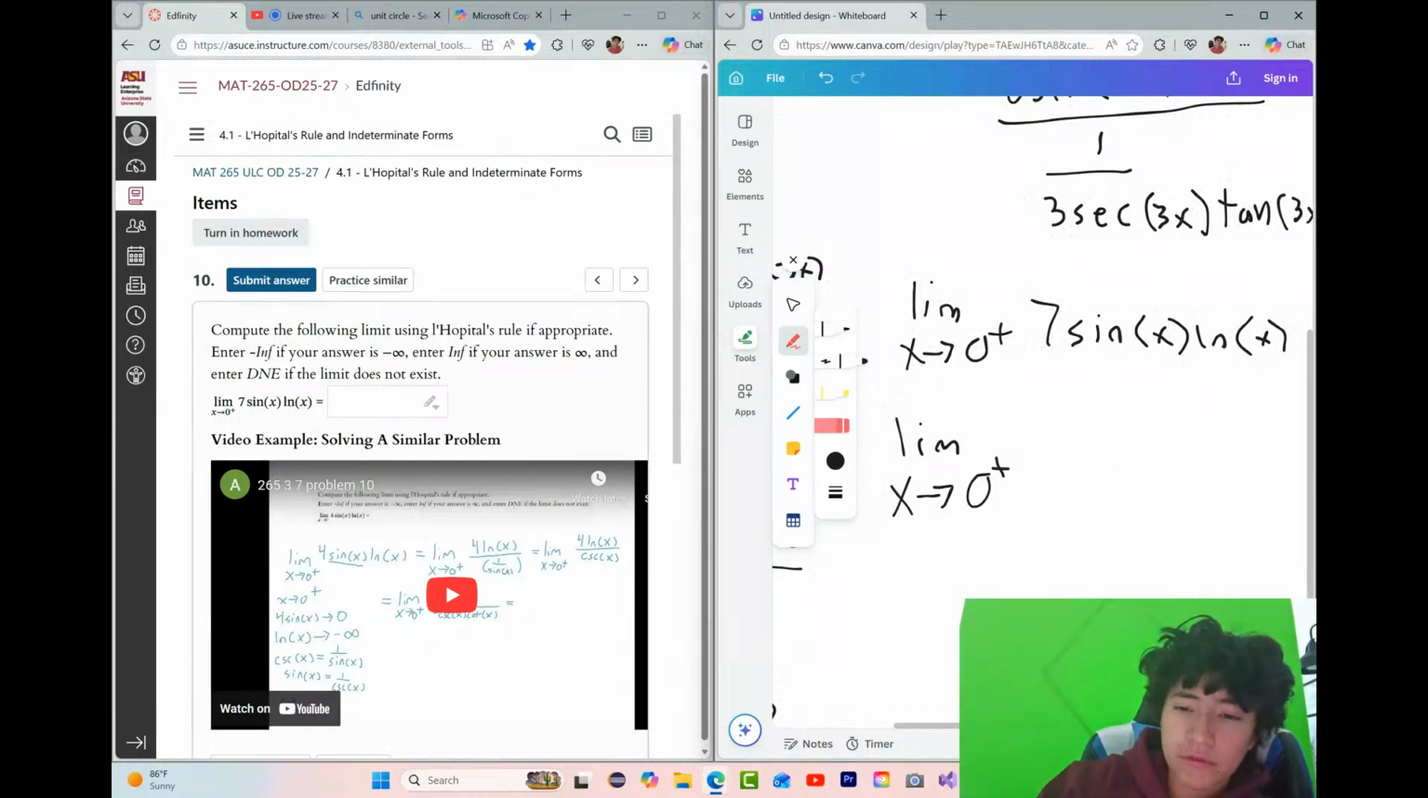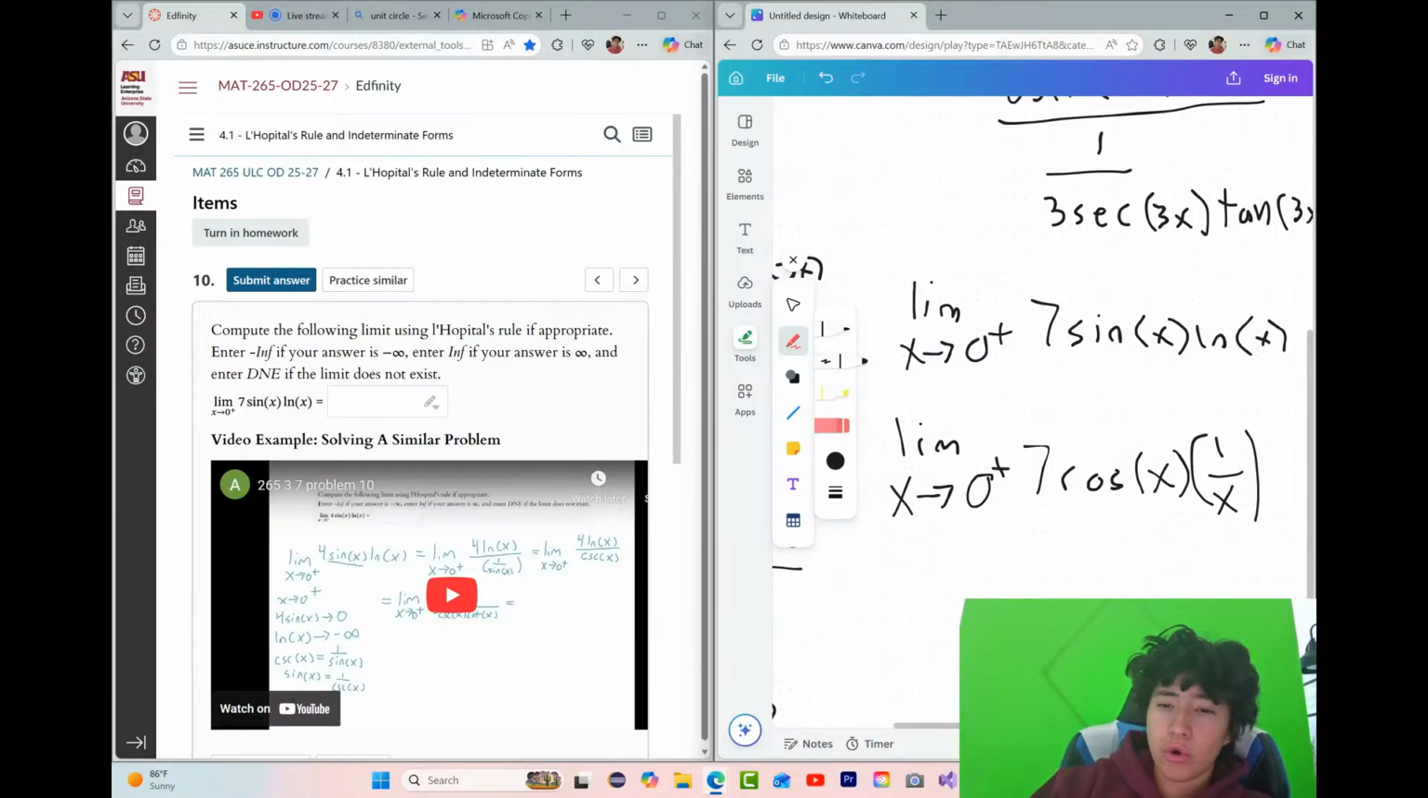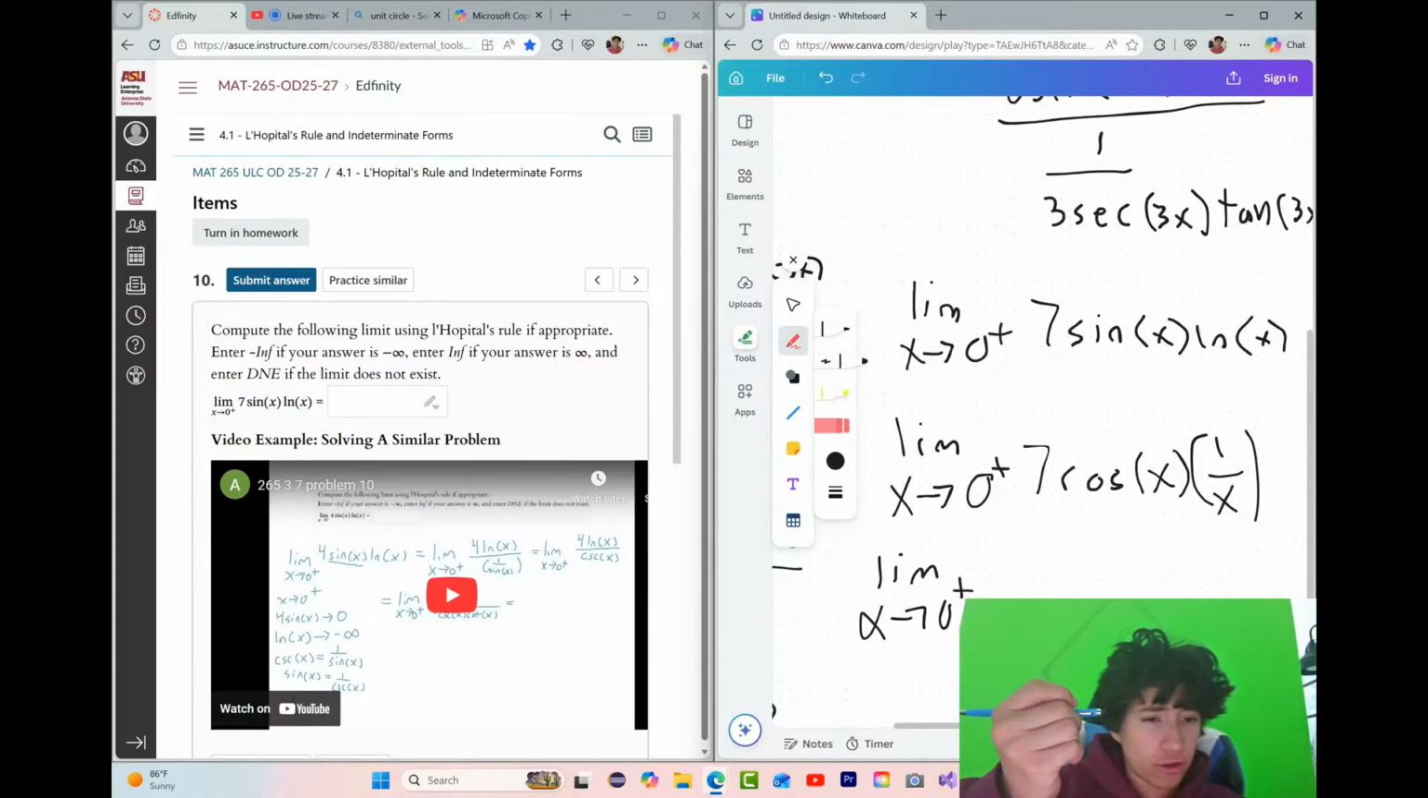From the right. Beautiful. So 7 stays there, cosine of x times 1 over x. Beautiful. So let's continue simplifying. Why does that look like a goldfish? Or like a fish? In fact, it just looks like a fish.